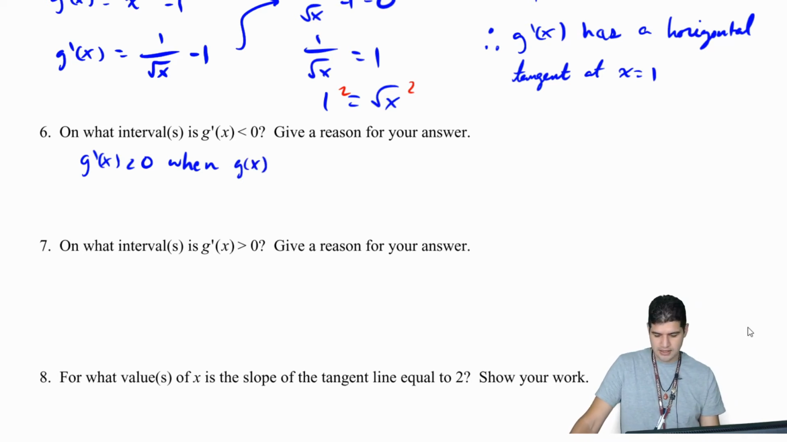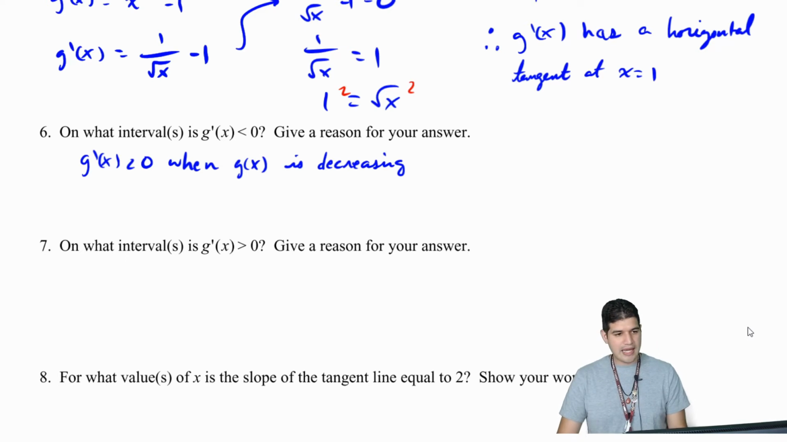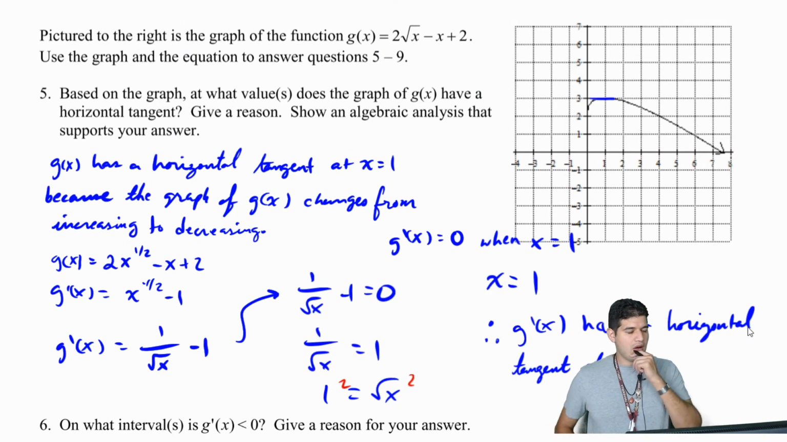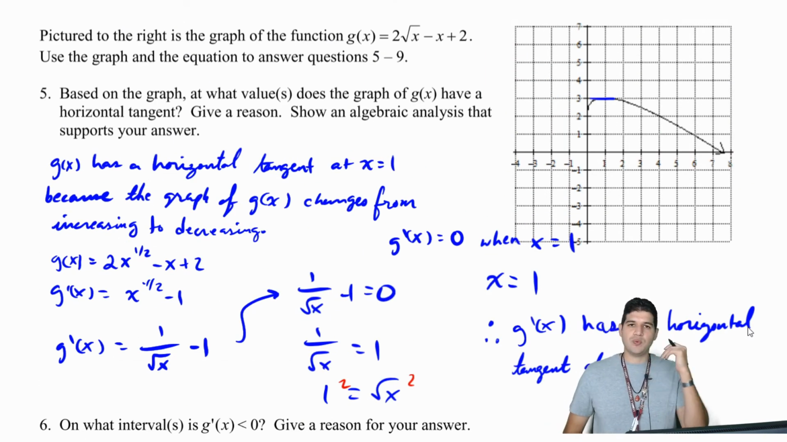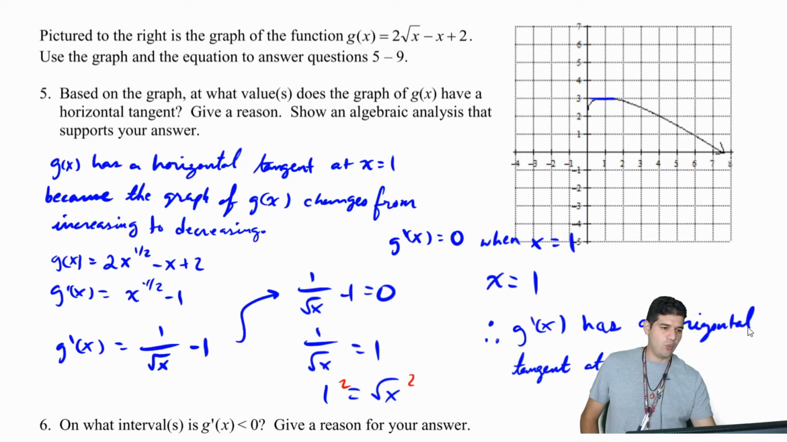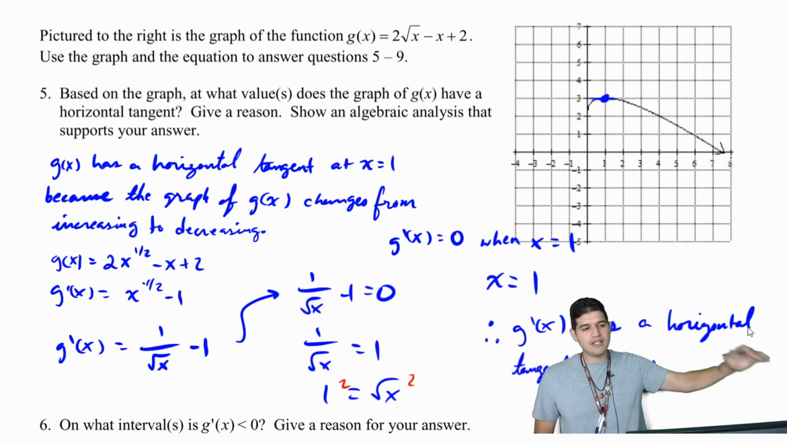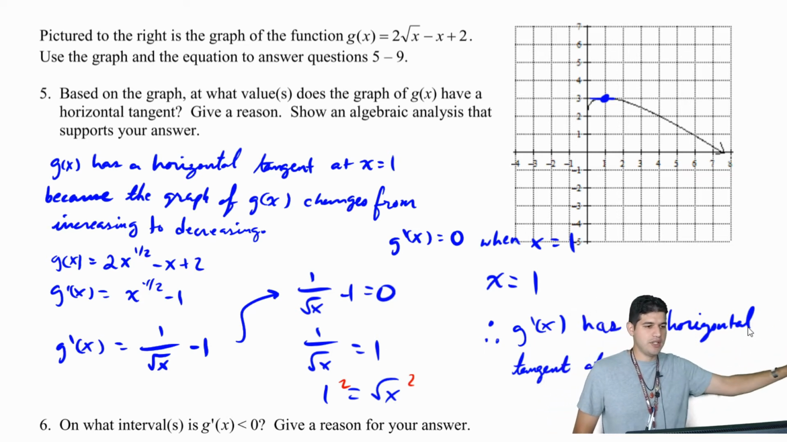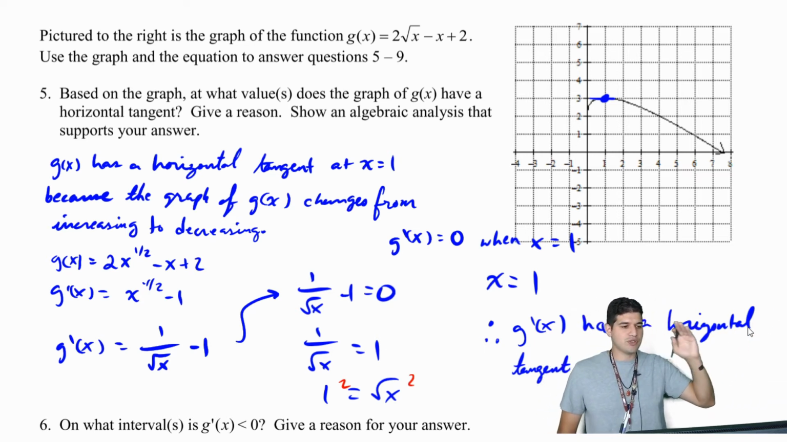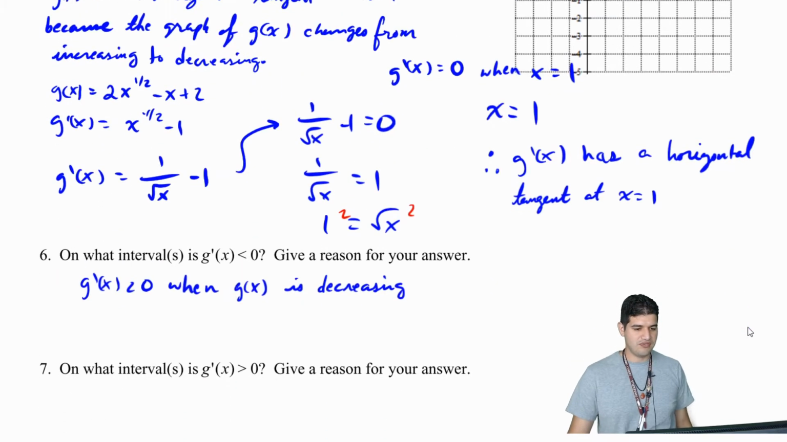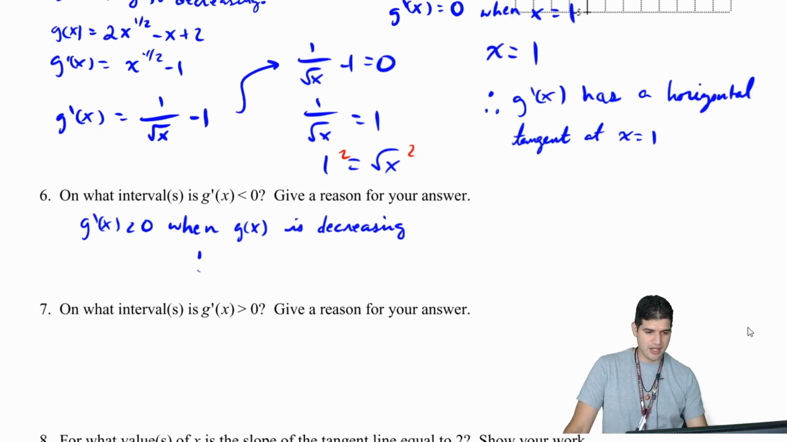when g of x is decreasing. So let's go up and look at our function real quick. Since we know we have a horizontal tangent at 1, that graph is going to be decreasing. It looks like it's going to be decreasing for the rest of that time. So from 1 to positive infinity.